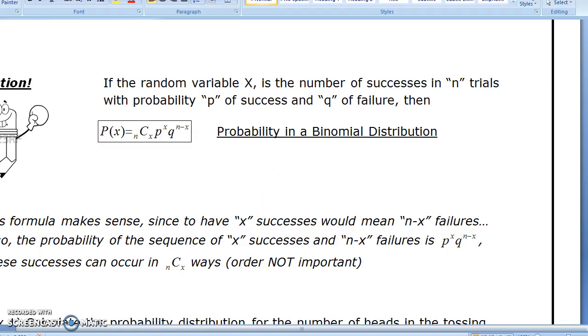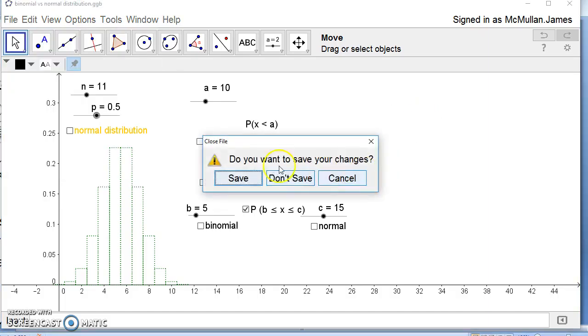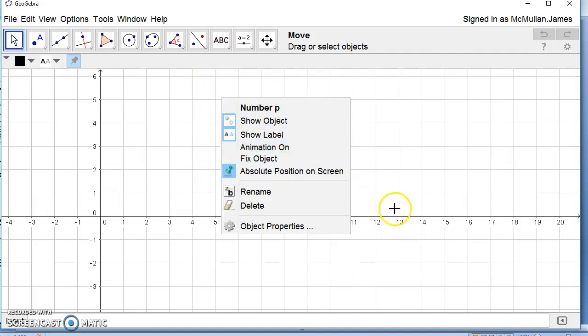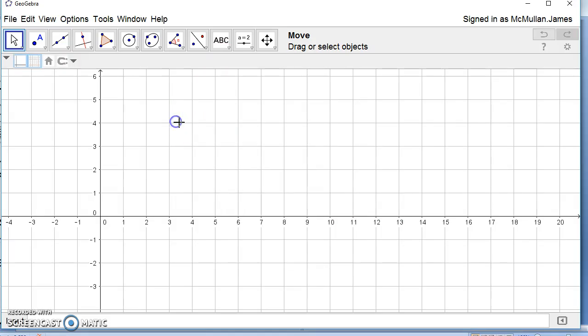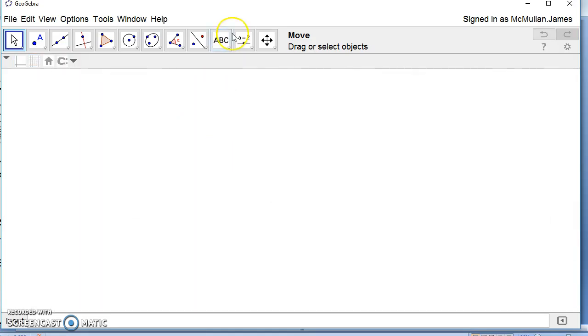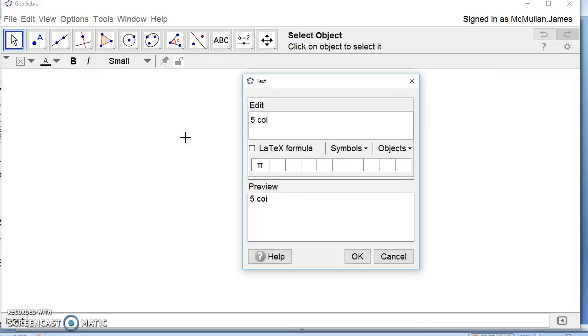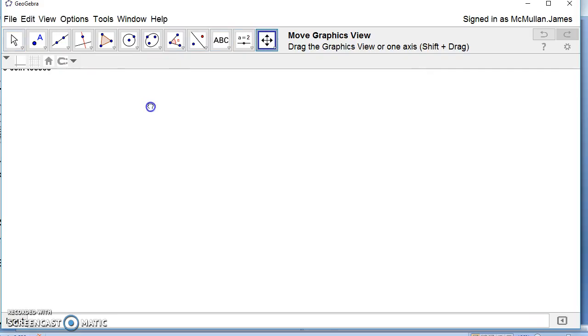Let's go back and make a quick new sheet here for a second, and let's say we were talking about throwing 5 coins, let's say. So 5 coin tosses. Okay, let's just do a simpler example rather than working with 11 off the bat.